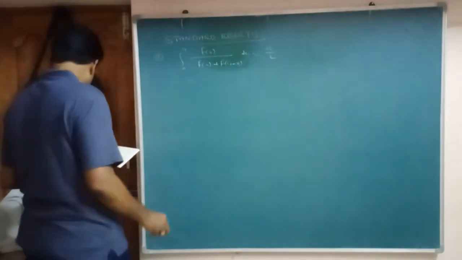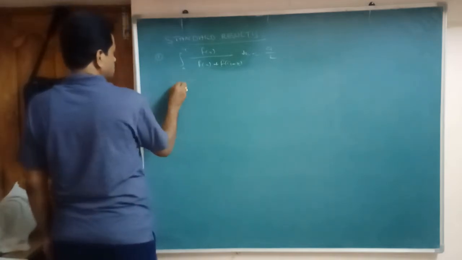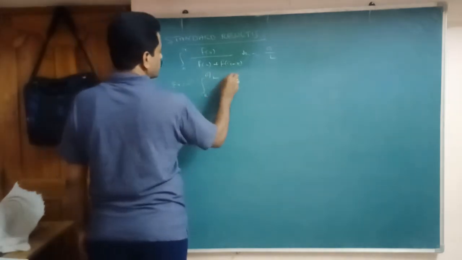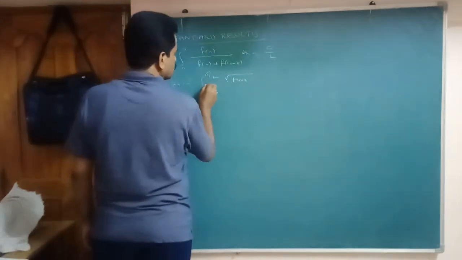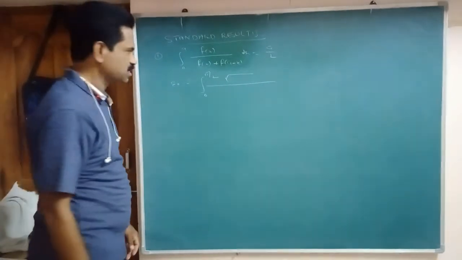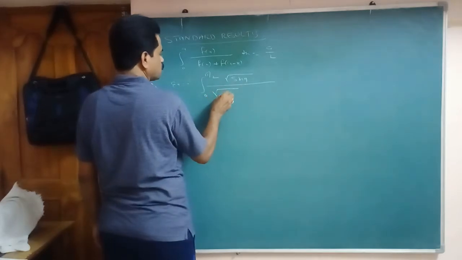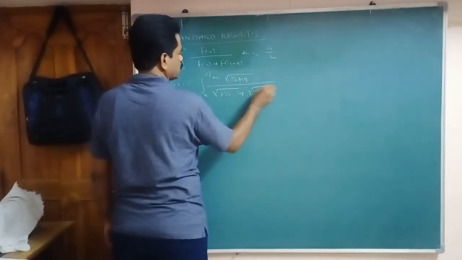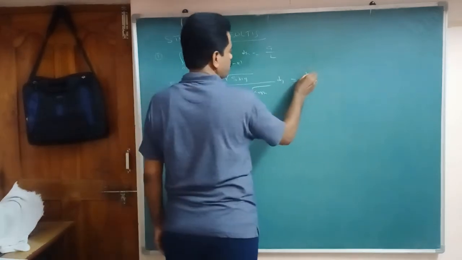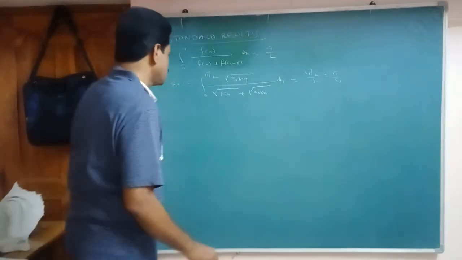For example, integral 0 to pi by 2 root sin x by root sin x plus root cos x. Here it can be sin, cos, tan, cot, secant, cosecant. This value directly we can write there: pi by 2 by 2 is how much here? pi by 4.